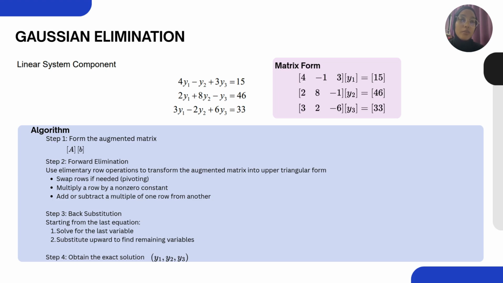The first one is forming the augmented matrix. The second one is forward elimination, where we apply elementary row operations to transform the matrix into an upper triangular form. These operations include swapping rows if necessary, multiplying a row by a non-zero constant, and adding or subtracting rows. The next step is back substitution, where we start from the last equation and substitute upward to find the remaining unknowns. The last step is to obtain the exact solution for y1, y2, and y3.